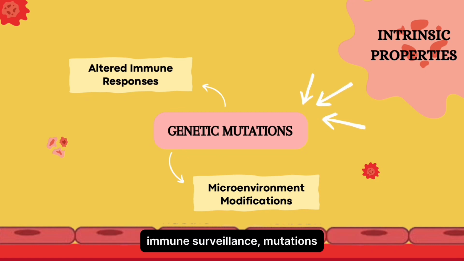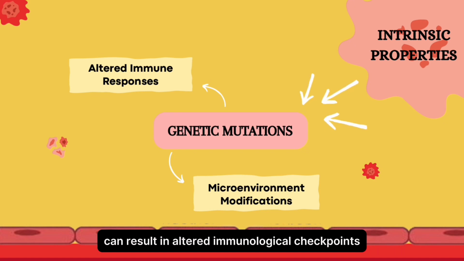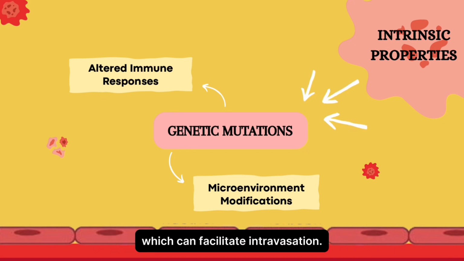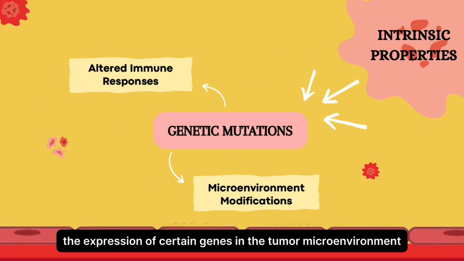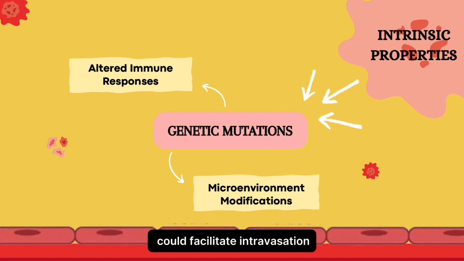By avoiding immune surveillance, mutations can result in altered immunological checkpoints or decreased detection by immune cells, which can facilitate intravasation. Gene mutations also can change cellular connections and signaling within the tumor microenvironment. Alterations in the expression of certain genes in the tumor microenvironment could facilitate intravasation by providing a favorable environment for cancer cells to spread out and penetrate blood vessels.